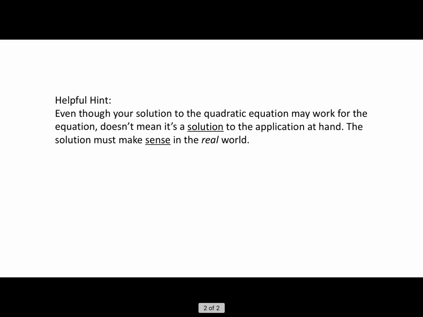So the thing here is to remember that even though your solution to the equation works, it doesn't mean it's a solution to the application. It's got to make sense in the real world. You can't have a hammer hitting the ground at negative 2 seconds. It's just not possible.